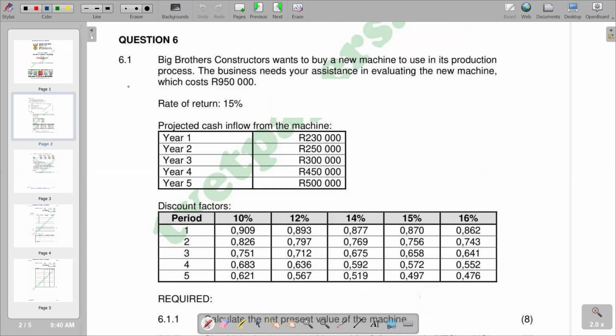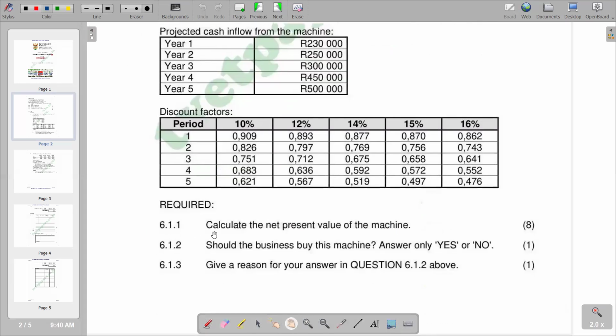The question reads, Big Brothers Constructors wants to buy a new machine to use in its production process, with the cost of 950,000 rands. The rate of return is 15%. Then you are given projected cash flow from the machine. On the required part now, first part, calculate the net present value of the machine.